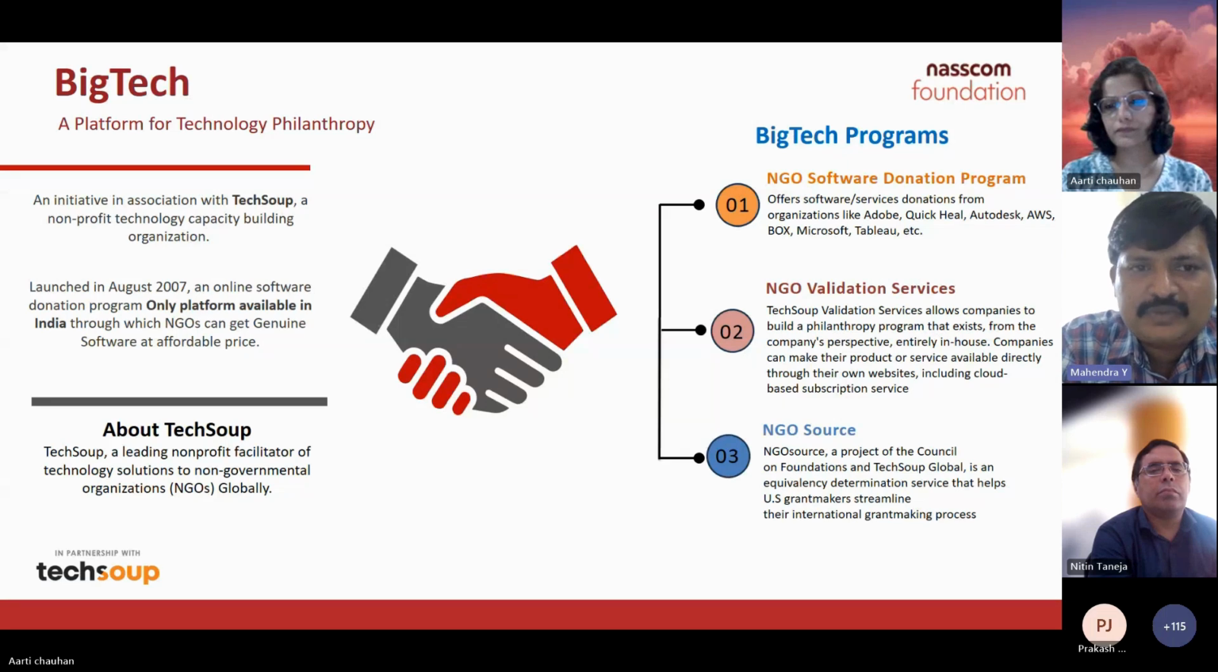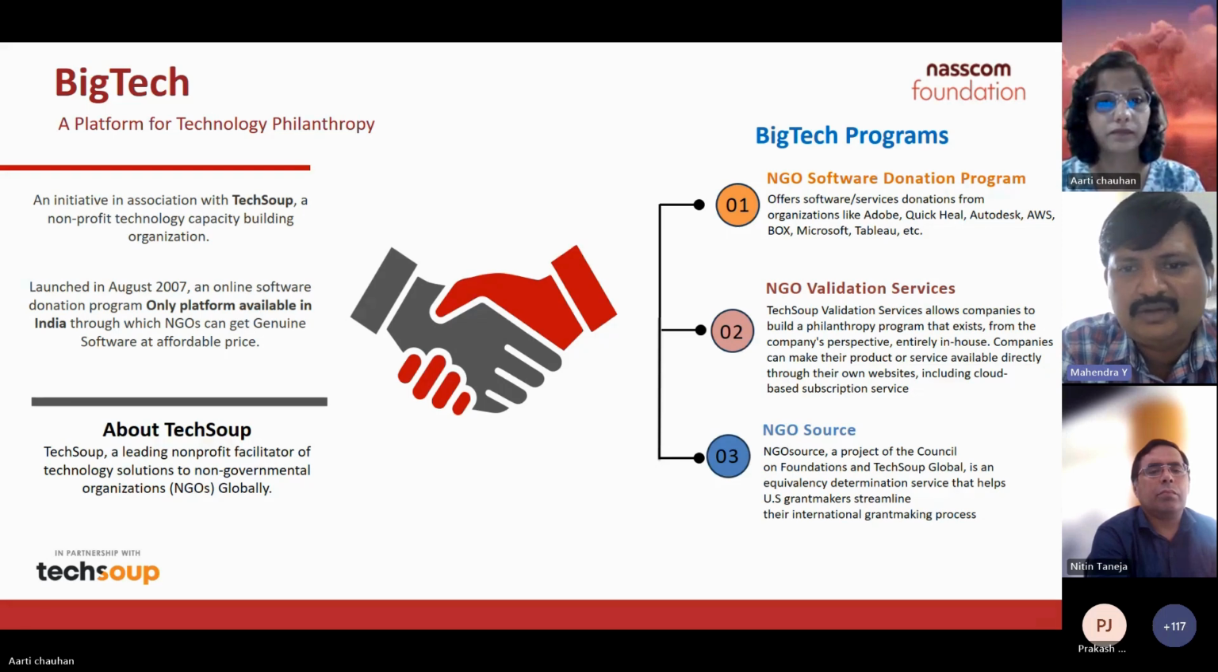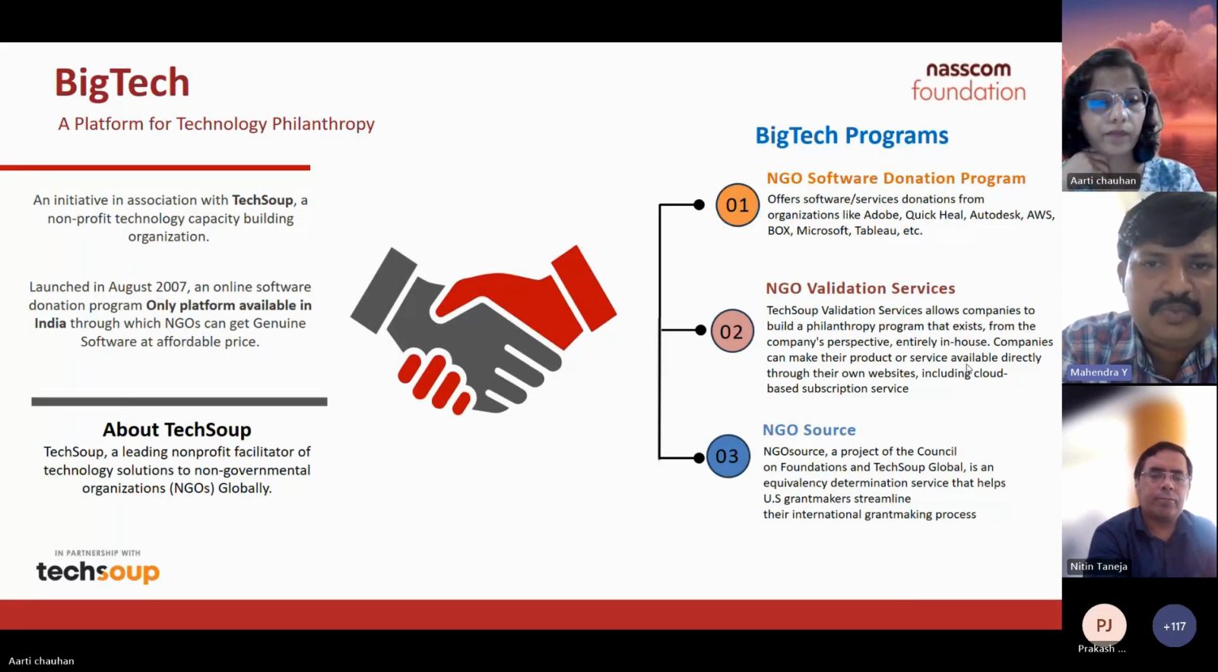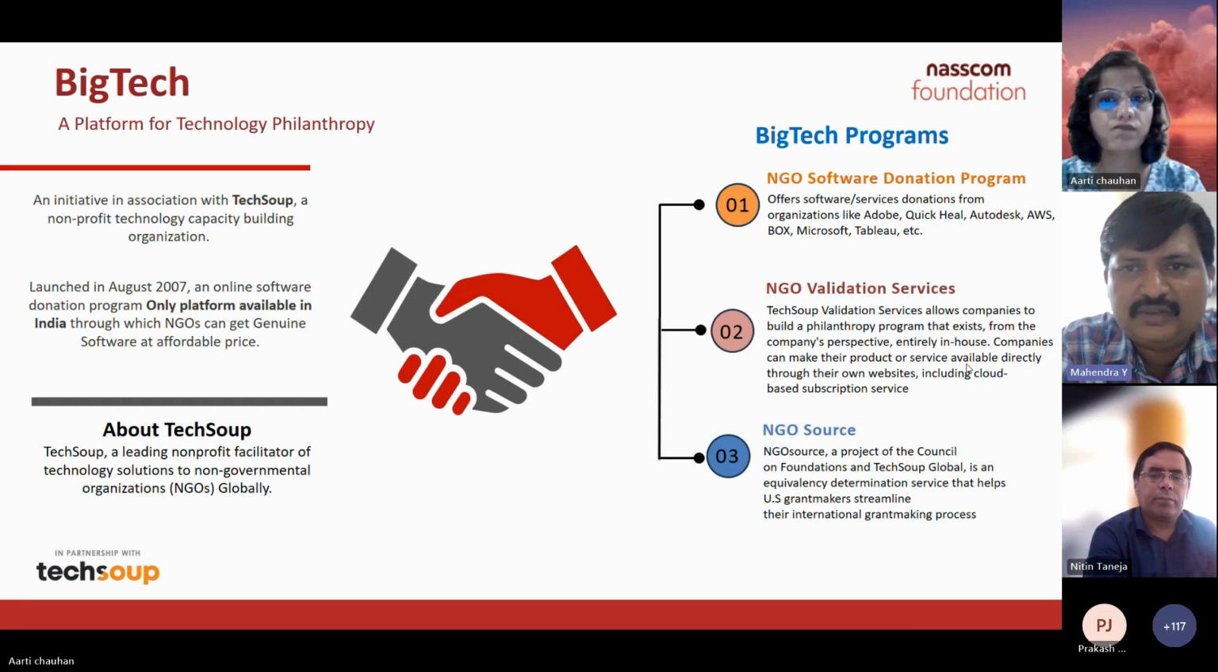Looking at it from a program's perspective, what do we do under BigTech? The first program which we run is the software donation program, where we offer donations to the eligible organizations. Just to name some of these softwares, like Quick Heal or AWS or Box. Typically the NGOs come and shop on our BigTech platform, and they subscribe to the products, and we fulfill those products and licenses.